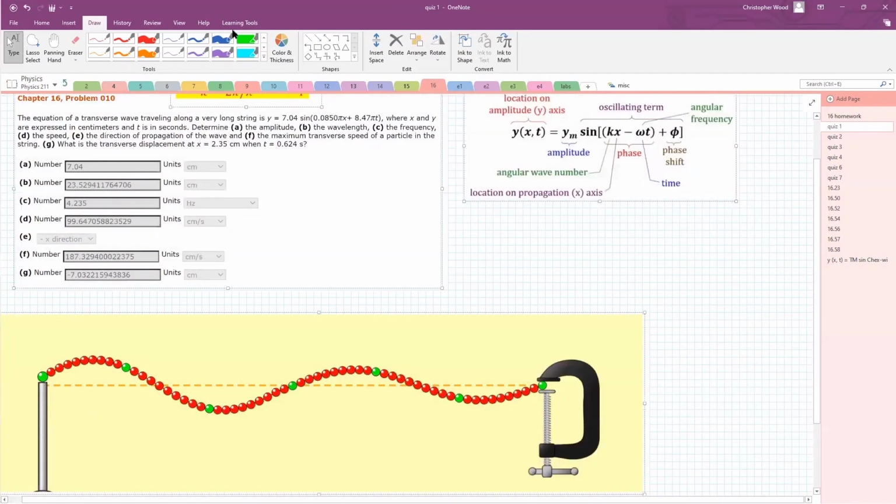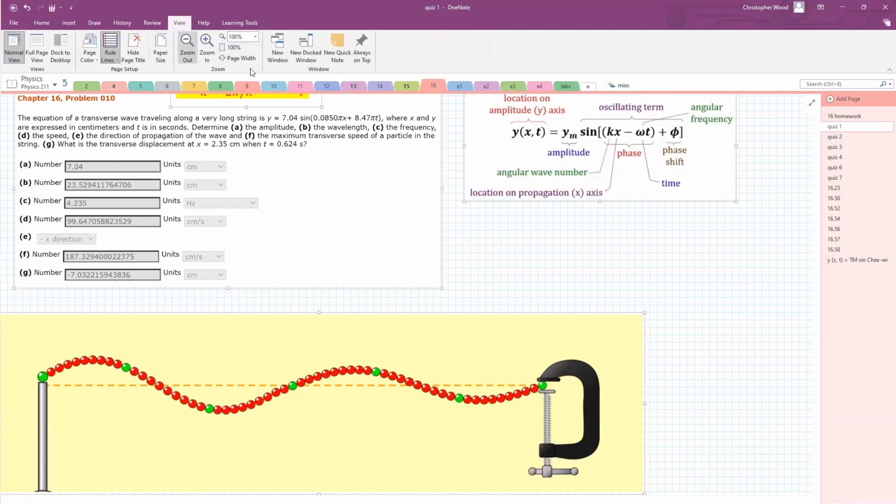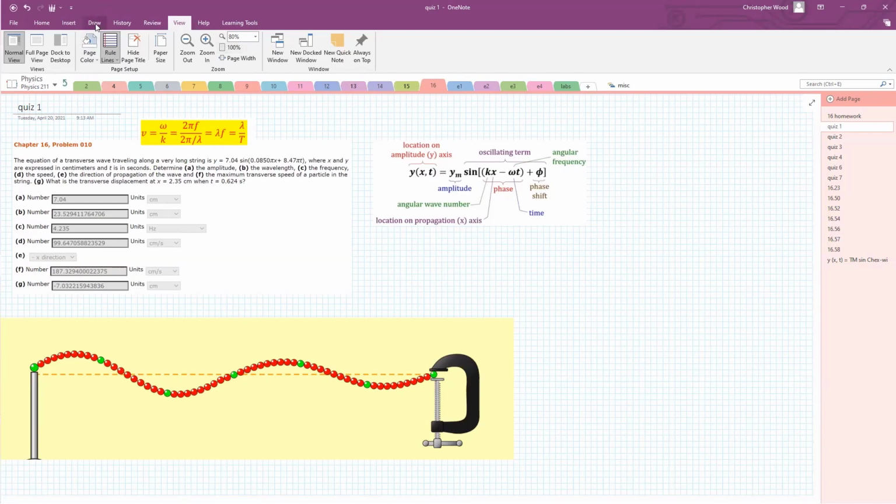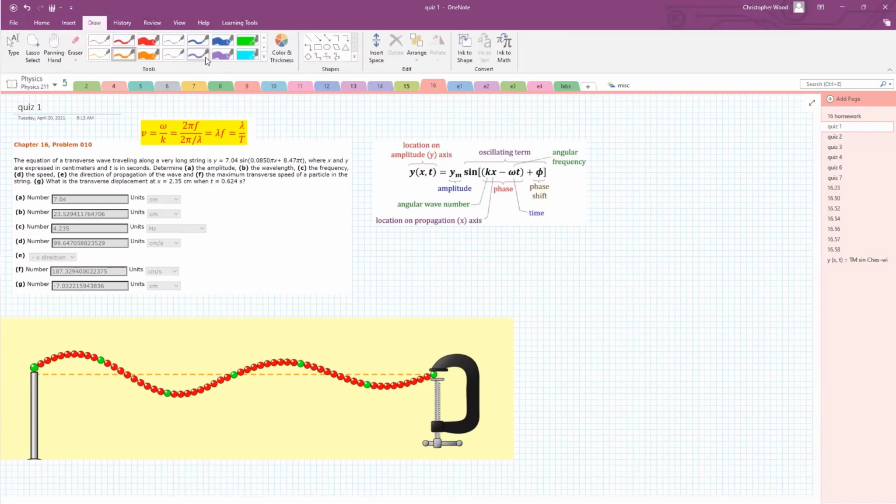Okay, so let's get numbers. You have a string, so here's the problem. The equation of a transverse wave traveling along a very long string is given to us. And we have a picture. So let's pretend this is a very long string and a wave is traveling along this string. And they're actually telling you what the wave function is. So we know generically what a wave function is. They are saying, let me make this easier to read.